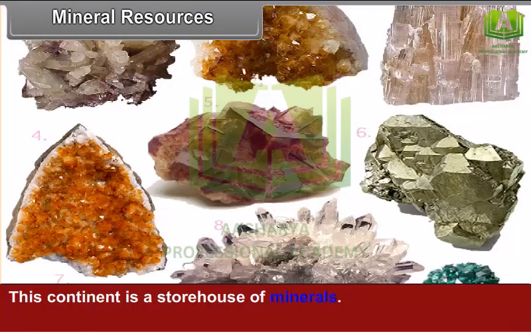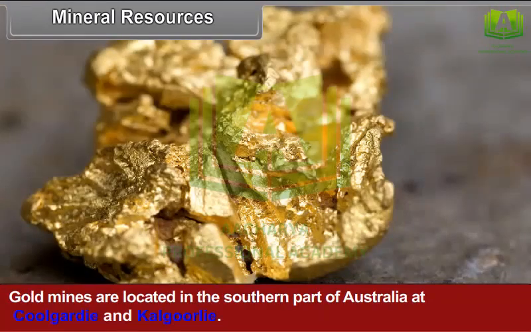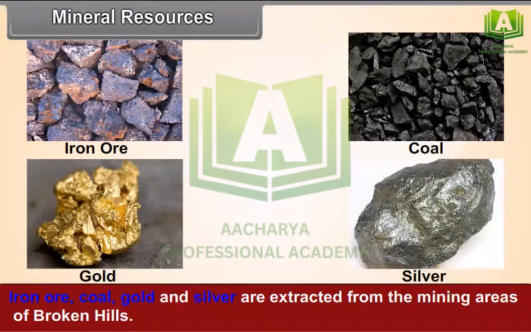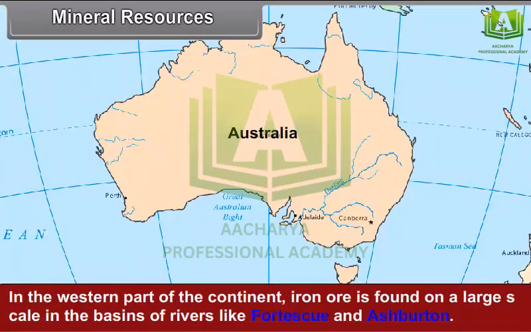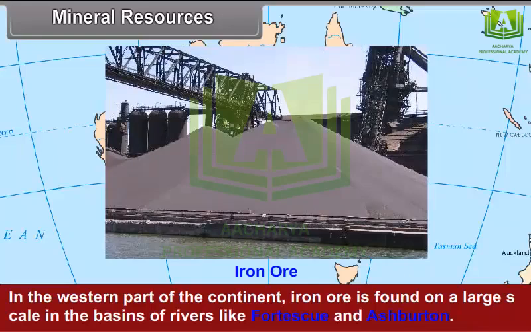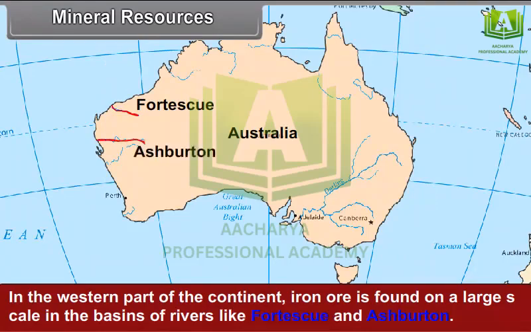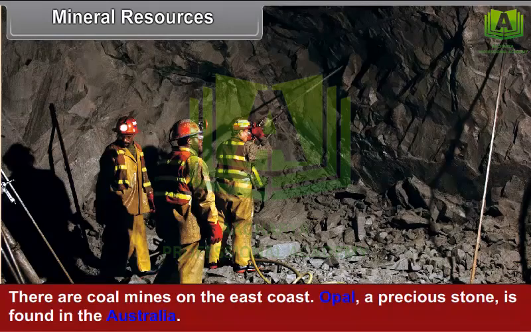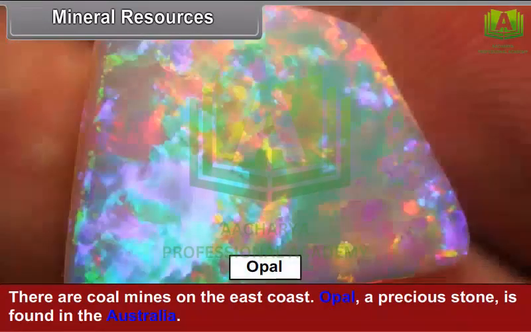Mineral resources. This continent is a storehouse of minerals. Gold mines are located in the southern parts of Australia at Coolgardie and Kalgoorlie. Iron ore, coal, gold and silver are extracted from the mining areas of Broken Hills. In the western parts of the continent, iron ore is found on a large scale in the basins of rivers like Fortescue and Ashburton. There are coal mines on the east coast. Opal, a precious stone, is found in Australia.